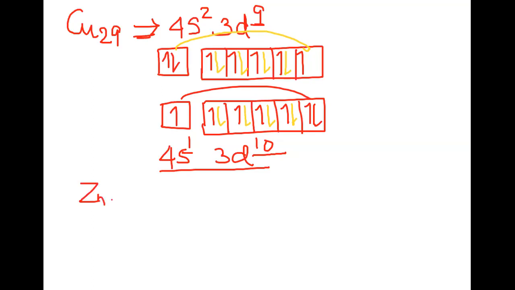In the case of zinc, see, this is 29, this is 30. So where will the 30th electron enter? Obviously, the 30th electron will enter into the 4s2 and 3d10. Now you see, in this case, this is also completely filled, and this is also completely filled. All right. So what we are trying to see is that the atoms are also trying to have electronic configurations which will give stability to the atom.